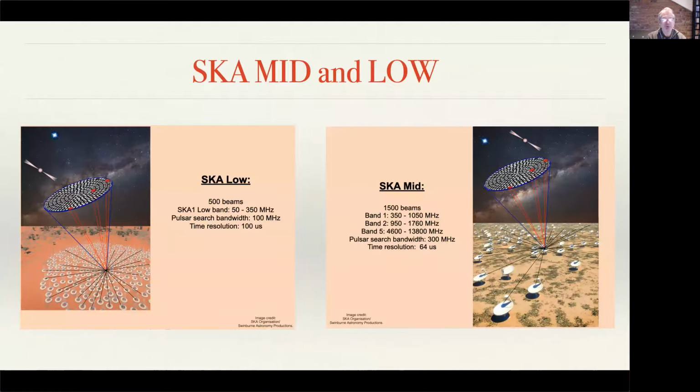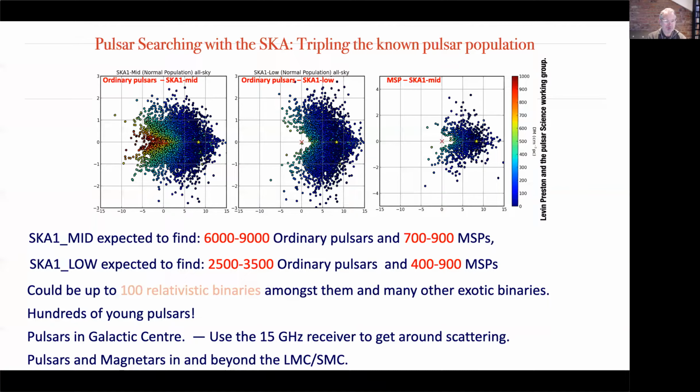So what do we expect that we'll be able to do with these? We'll do pulsar surveys with both telescopes. The important thing is that we expect that with the mid telescope, we'll be able to find anywhere between 6,000 and 9,000 new pulsars and 700 to 900 millisecond pulsars. And with low, we'll be able to find about half those numbers.